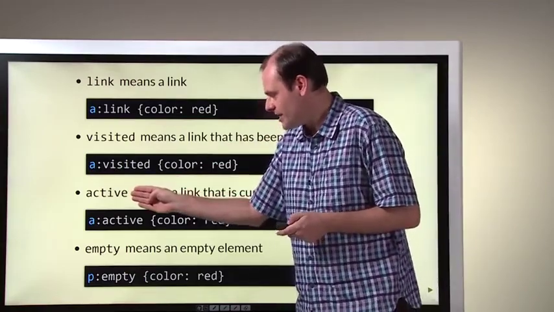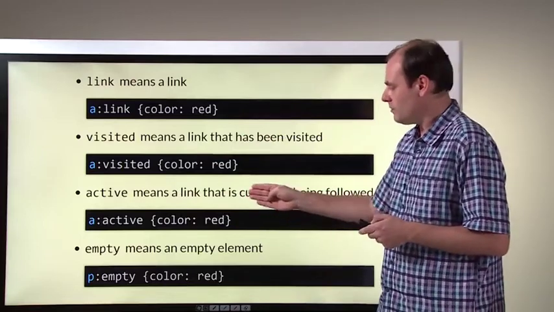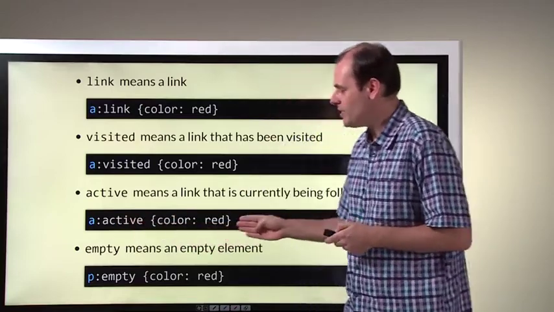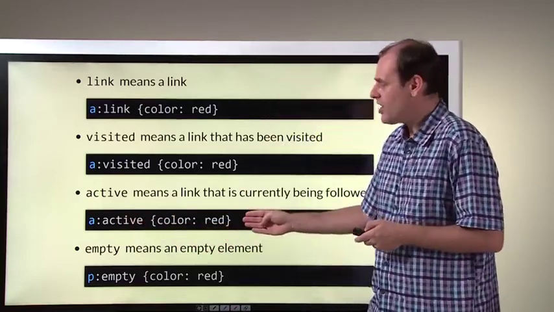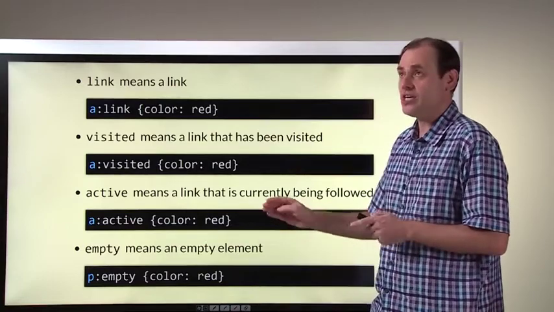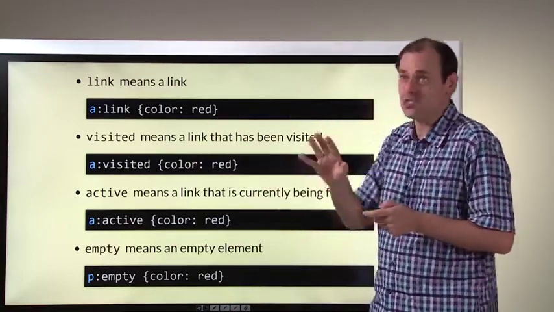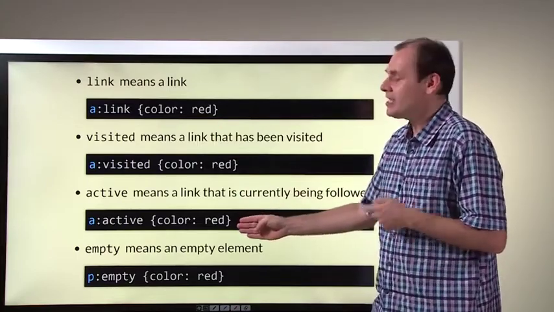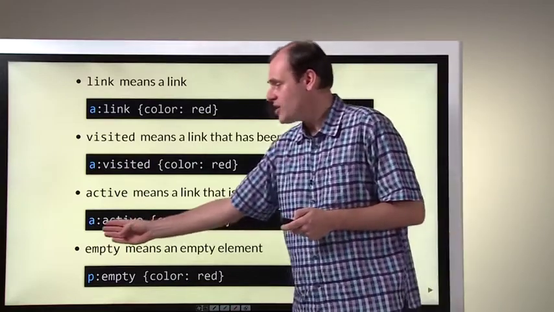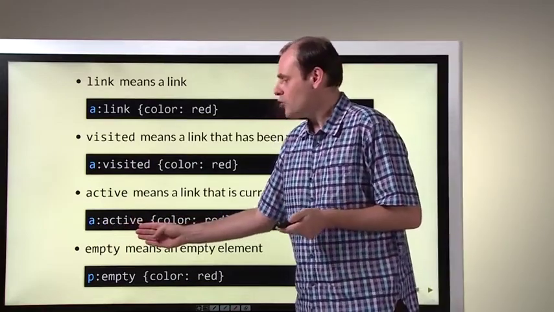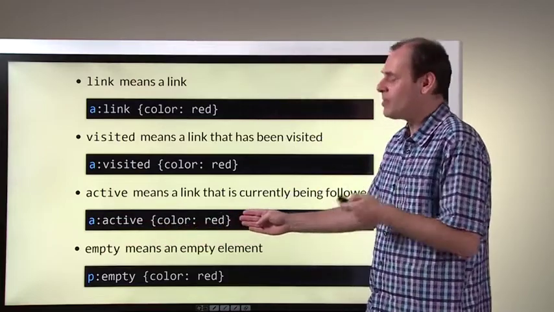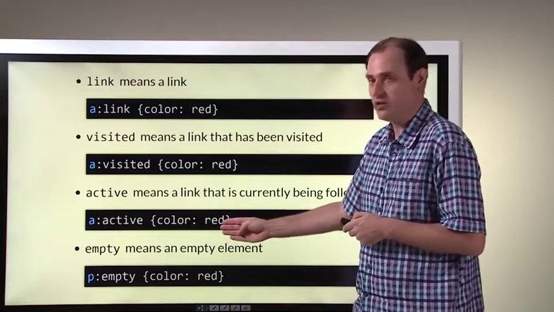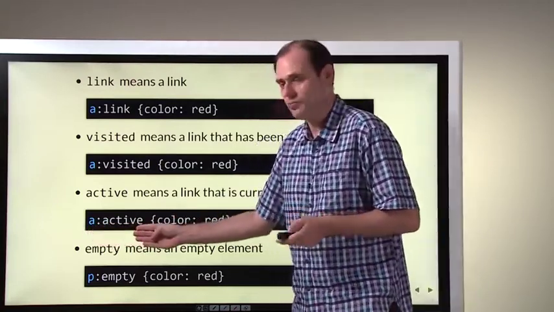Active. So active means you are currently following the link. Now that could be just like 0.1 of a second. You've clicked on a link and the browser is just going and grabbing the next web page and building it, and then it displays the link. It could be very quick. Even though it's very quick, there is a pseudo class for handling that. You're currently following and grabbing the next web page because you clicked on a link, so it will apply this style. And again, that has to be for A because it's all about links.